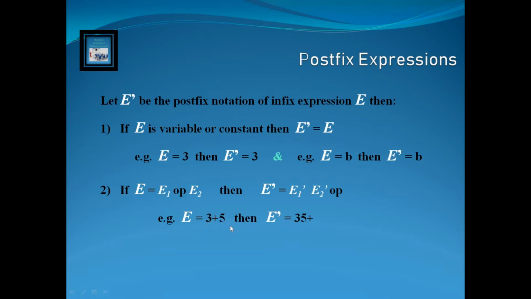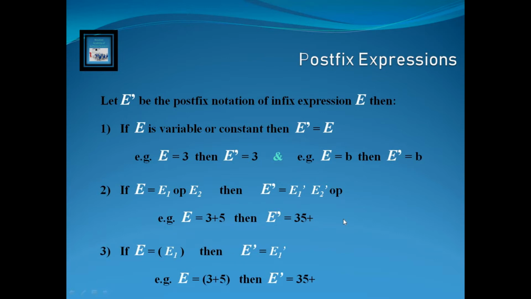Okay, so we are going to write 3 as the postfix form of this first operand, that is 3, and then we are going to write 5 as the postfix form of this second operand, 5, and then the operator will come. So it means that the postfix form of 3 plus 5 becomes 3 5 plus.